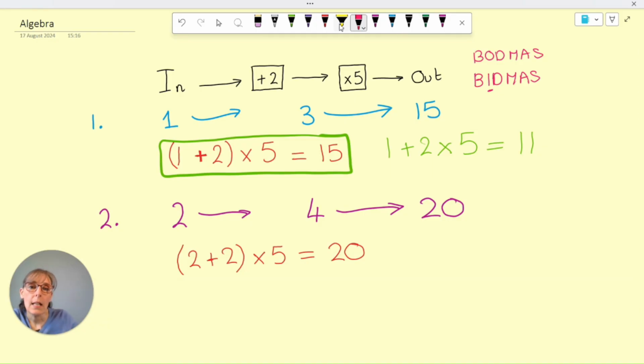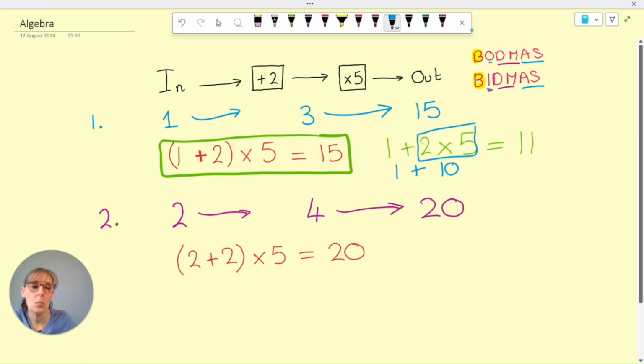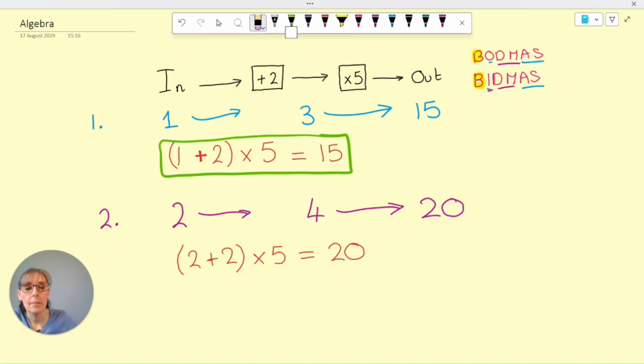But can you see that we know this is the brackets, and that's indices. And then you've got divide, multiply first, and then add and subtract second. So that's why this would come first. If you did it like that, you'd do 1 plus 2 times 5, which is 10, and 1 plus 10 is 11. I just wanted to give you a reminder.